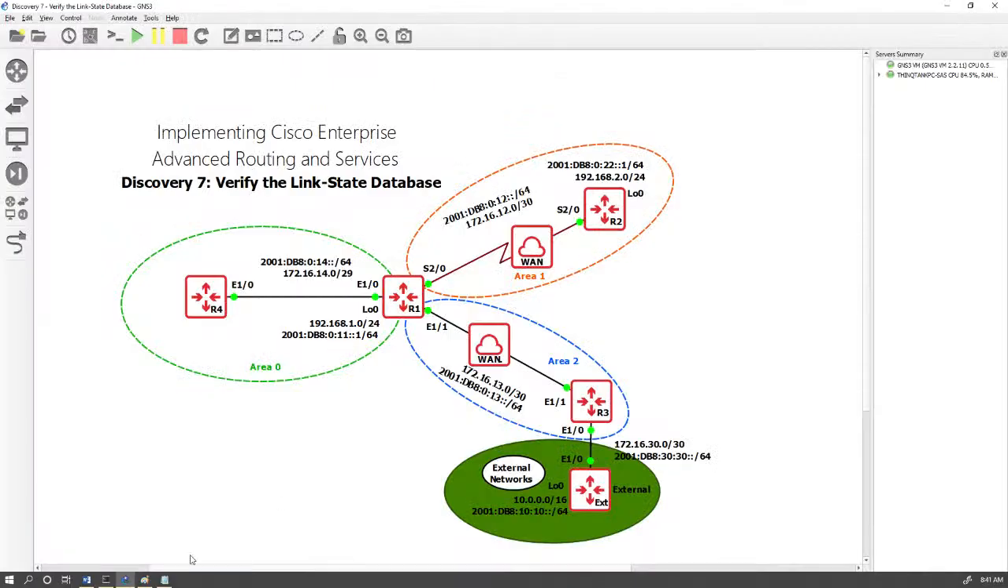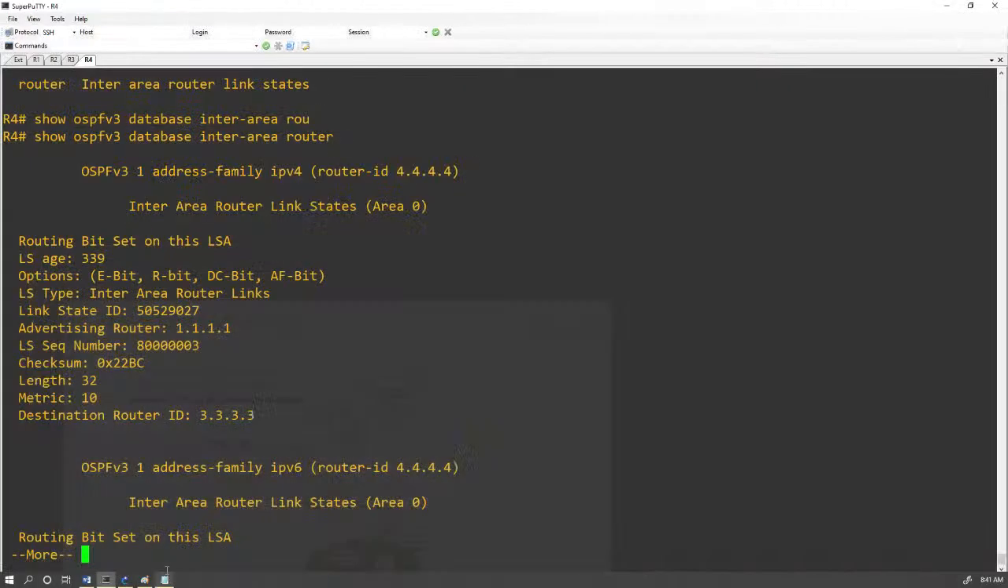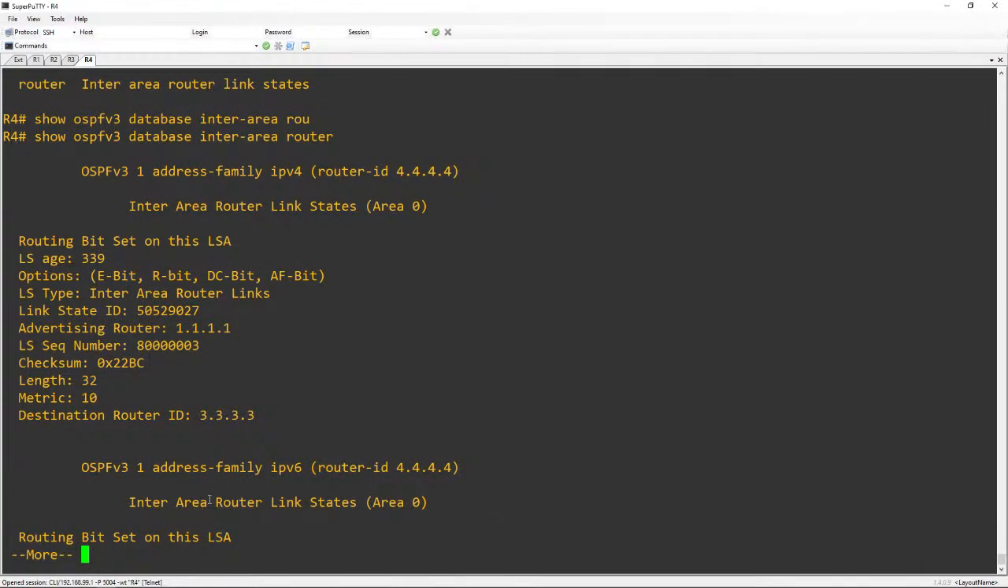Now those type 4s are going to propagate into every area except for special area types. Remember, not so stubby, totally not so stubby, those area types are not allowed to have external routes, so there's no need for them to have type 4s. So if area 1 was an NSSA, for example, or area 1 was a stub area, the type 4 would not be sent into that area because the type 5s are not allowed in that area. So there's no reason to send the type 4s in because the type 5s are not allowed. External routes are not allowed into special area types.